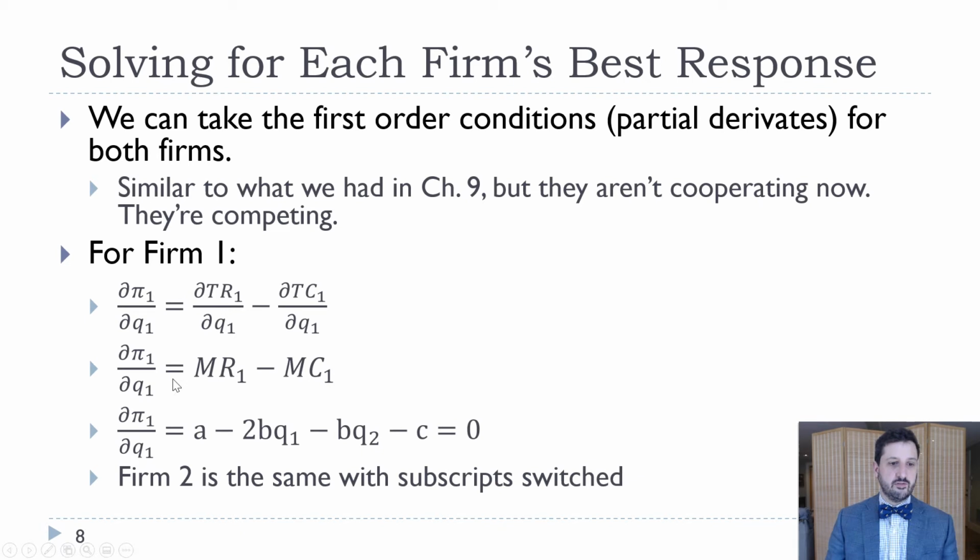To take the partial derivative, this is for firm 1, firm 2 is very similar. We get marginal revenue minus marginal cost and set that equal to 0. That's just A minus 2BQ1 minus BQ2 minus C equals 0. And then firm 2 is the same with subscripts switched. Keep in mind what this means is that the quantity that firm 2 produces is showing up in firm 1's profit function, right? And in their first order condition. Similarly, the quantity that firm 1 produces is going to affect firm 2's profit and first order conditions.